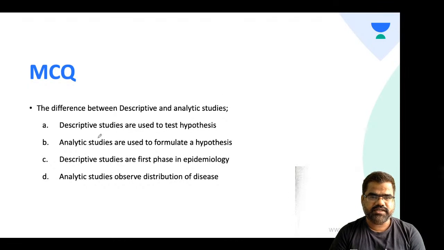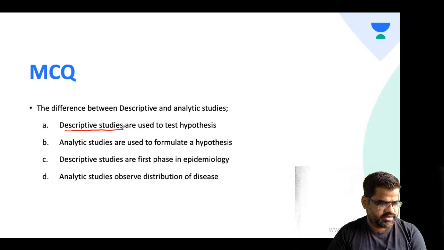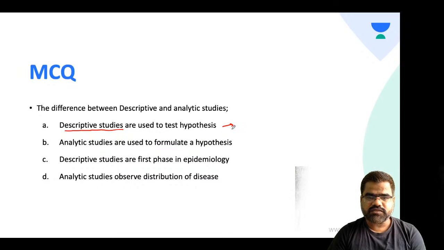What is the difference? Descriptive studies are used to test the hypothesis. Analytic studies are used to formulate the hypothesis. Just now we have read this, so it will help you answer the question. Descriptive studies are used to test the hypothesis. Is this statement correct? No. This statement is not correct, students, because descriptive studies are used to formulate the hypothesis. Analytic studies are used to formulate a hypothesis? Wrong. Analytic studies are used to test the hypothesis.